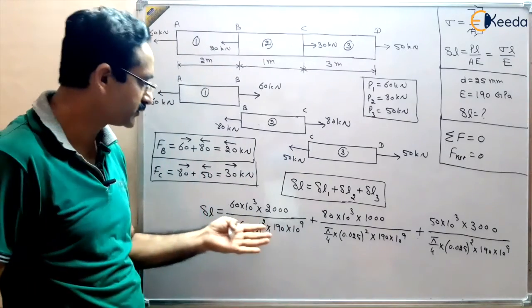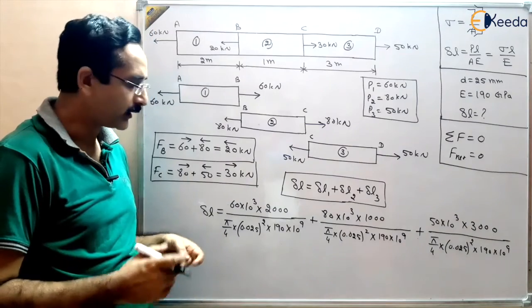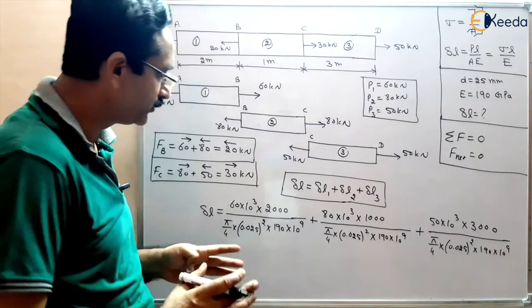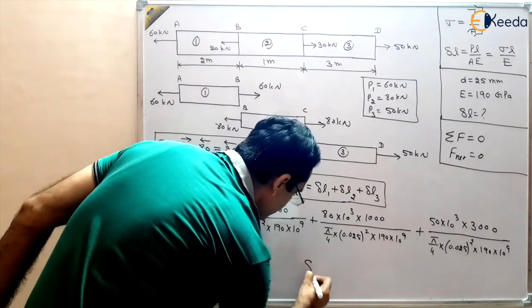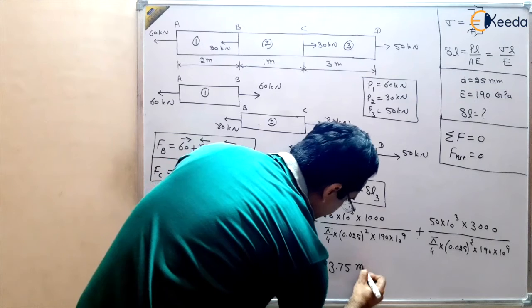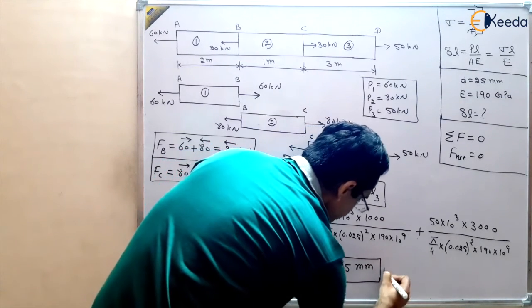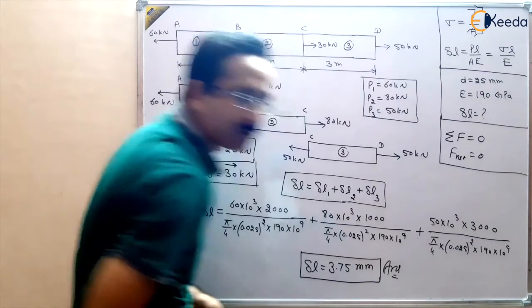Add these terms using a calculator. Take your time and calculate it. I hope that you have calculated the value. Finally I am writing here, which will come out to be 3.75 millimeter. So this will be the answer. 3.75 mm.